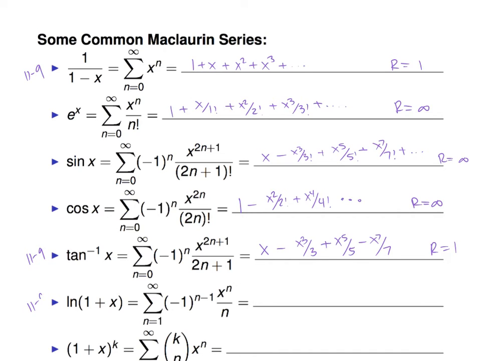ln of 1 plus x is also section 11.9. This one's a bit funky because it begins at 1. It's given by x minus x squared over 2 plus x cubed over 3, etc. Its radius of convergence is 1. And the final one, the binomial one, the best way to think about that is 1 plus kx plus k(k minus 1) over 2 factorial x squared, etc. Its radius is also 1.